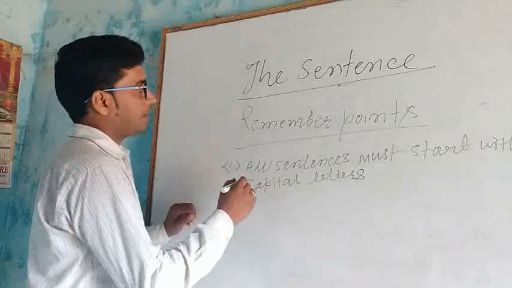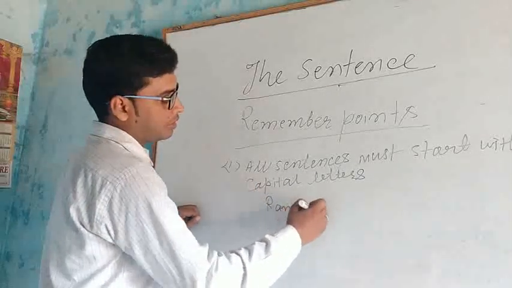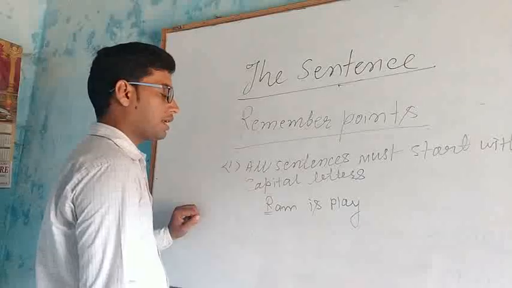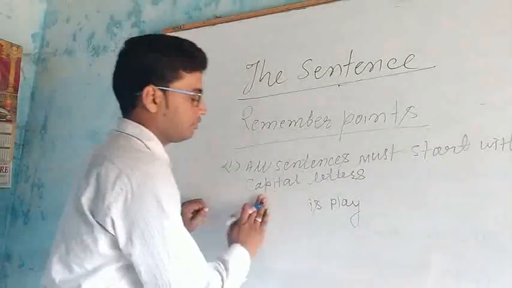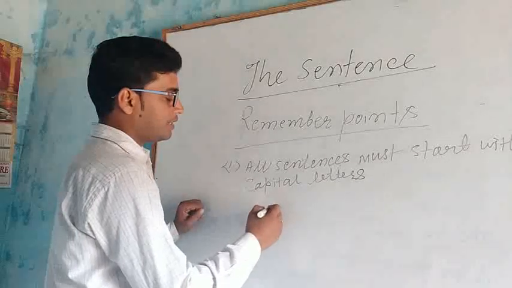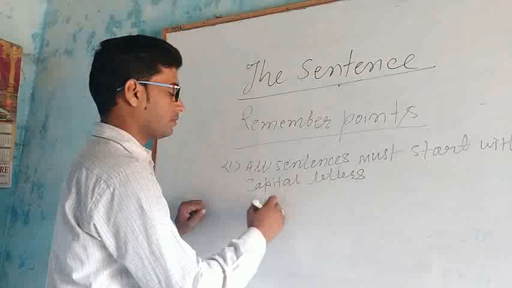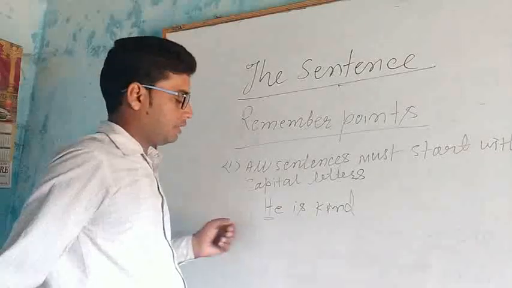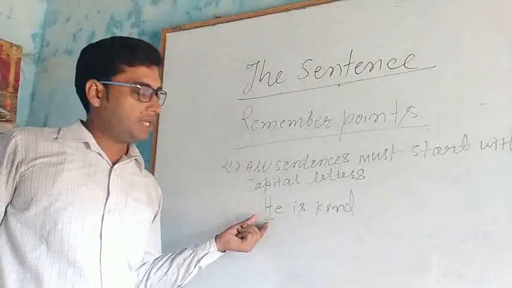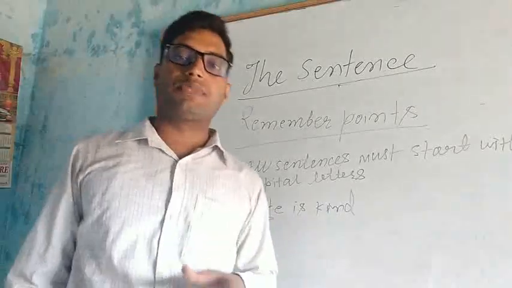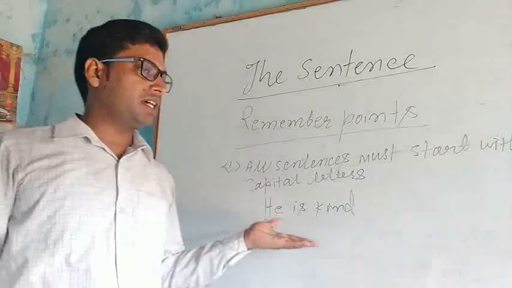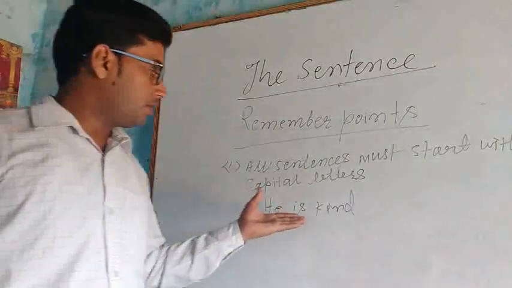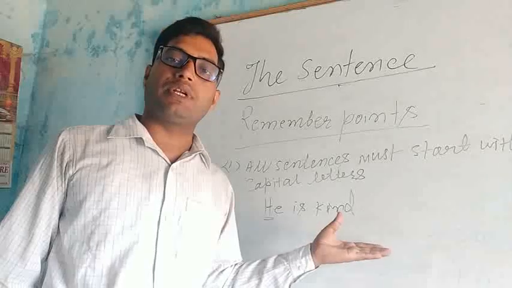As an example I have given you, Ram is playing. This is the starting word. Ram is automatically capital, this is not a good example. If I write, suppose, he is kind. So the starting H must be a capital letter, any letter. If you write Ram, Sita, Gita, all these, you can say, are a universal truth that they start with a capital letter always. Either you keep it in the first or the middle or in the last, right? You have to put it in capital letter.